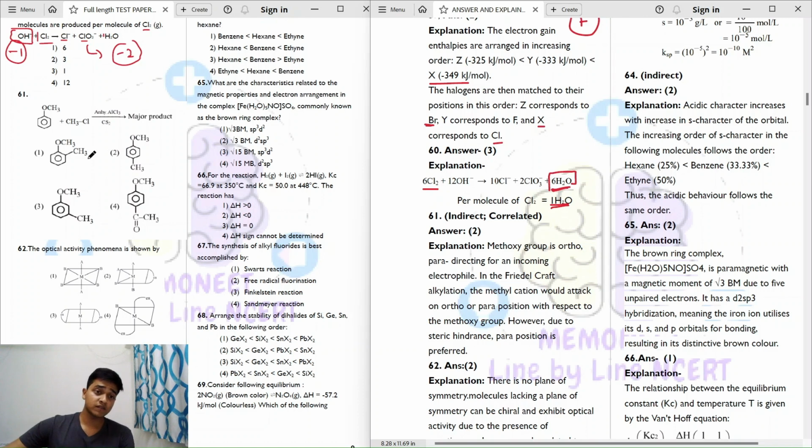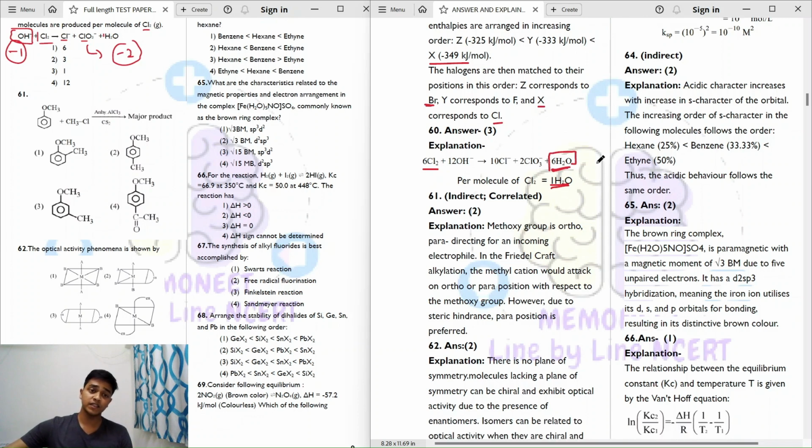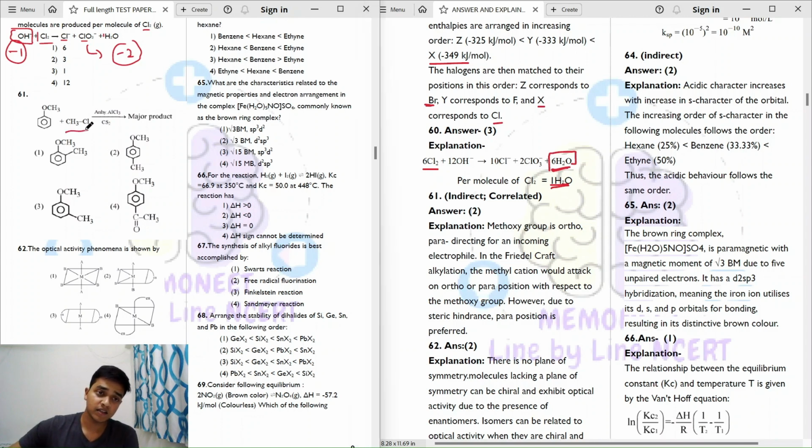The question number 61, we have an anisole, and it is being reacted with CH3Cl in the presence of anhydrous AlCl3. So as we can see, it is a Friedel-Crafts alkylation reaction. So what happens in a Friedel-Crafts alkylation? We have CH3Cl, and we use anhydrous AlCl3, which is a Lewis acid. So it has a vacant orbital.